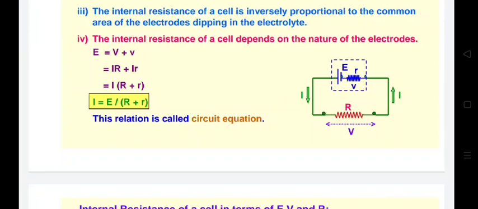Now here are certain points you should remember. The terminal potential difference V of the cell is not the characteristic property of the cell, but depends upon the value of the current I. It may be less than, equal to, or greater than the EMF of the cell depending upon the value of the current I.